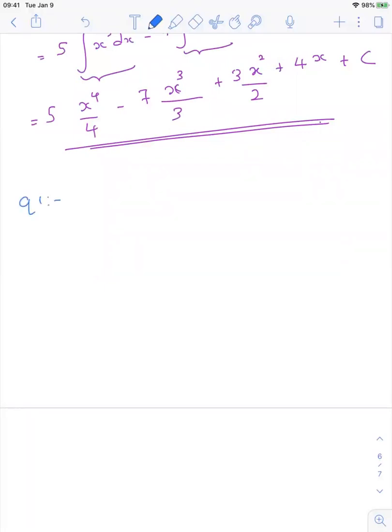Question 1 will be to integrate x squared plus 4x to the power 1 over 3, divided by x, times dx. Now see whether you can integrate this.